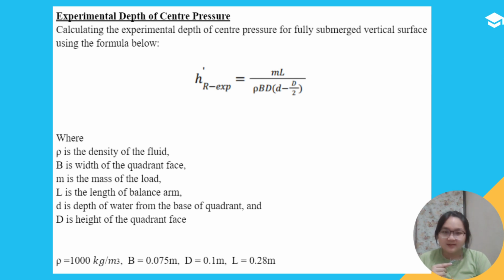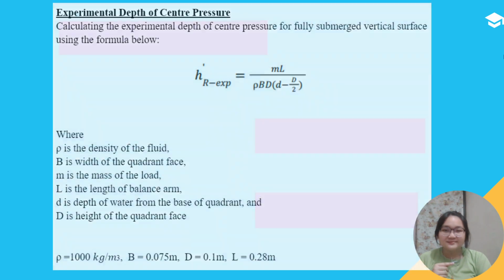Here we substitute the value of rho, b, capital D, L, and the small d into the equation along with the mass of the load m. The experiment focused on the depth of the center of pressure for a partially and fully submerged vertical surface. Through the calculation of the hydrostatic forces and experimental depth, we obtained the result that we will compare to the theoretical value, allowing us to assess the accuracy of our measurement. The table presented earlier summarized these findings.